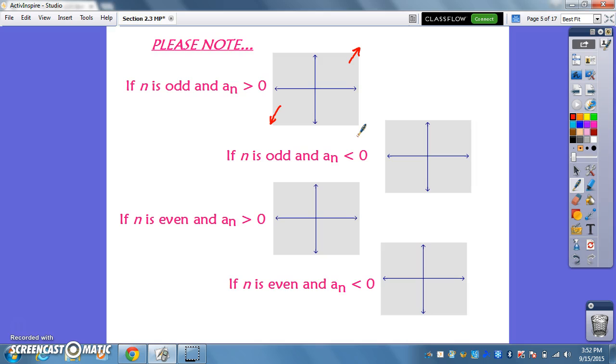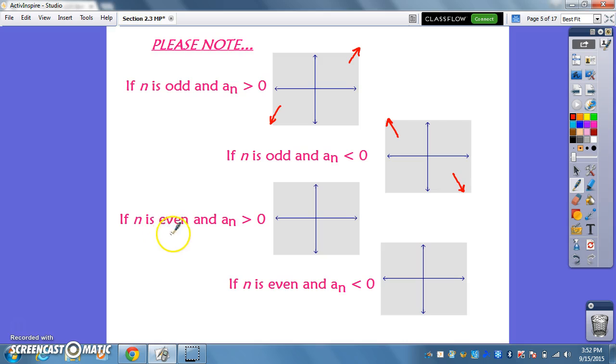If the degree is odd and the leading coefficient is negative, which is what that less than 0 means, negative, then to the left it's going to be pointing up and to the right it's going to be pointing down. And again, that's for any odd degree polynomial. It could be linear, could be cubic, could be degree 5.